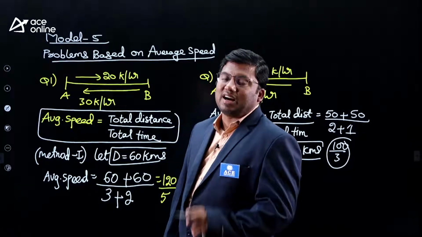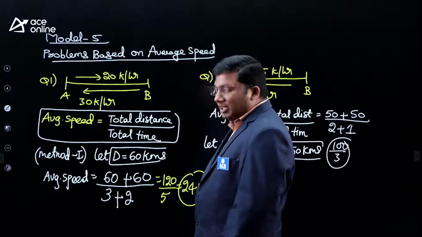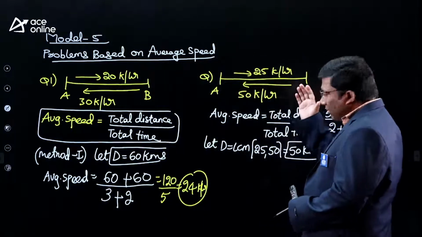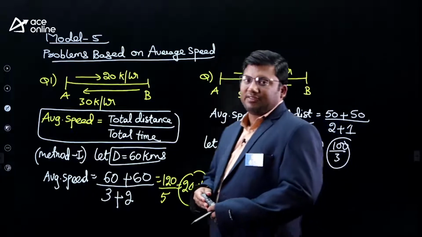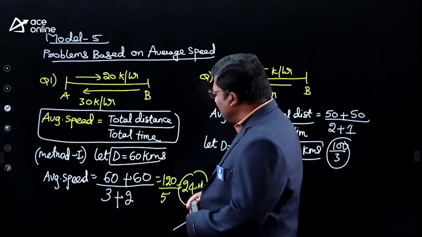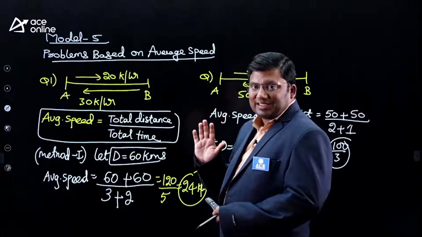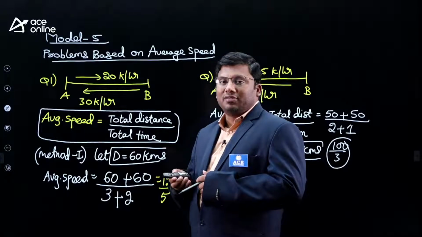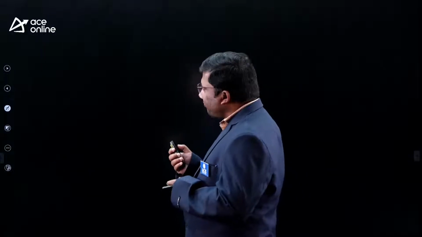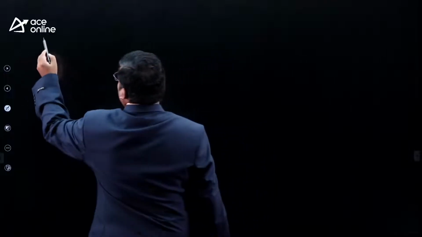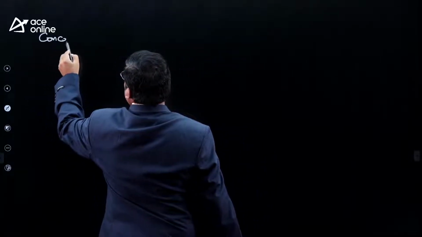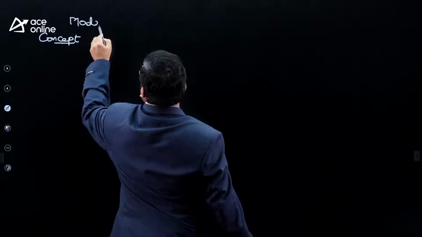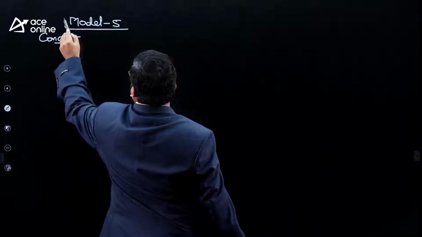This is how we already discussed in models 1, 2, 3, 4. If distance is constant, take the LCM from the given values. LCM of 20 and 30, it is 60. LCM of 25 and 50, it is 50. I hope the idea is clear. But if you ask me, there is also another beautiful way of solving the question. That also we will discuss. We'll discuss a concept. Listen carefully, sir. Concept. Model 5.